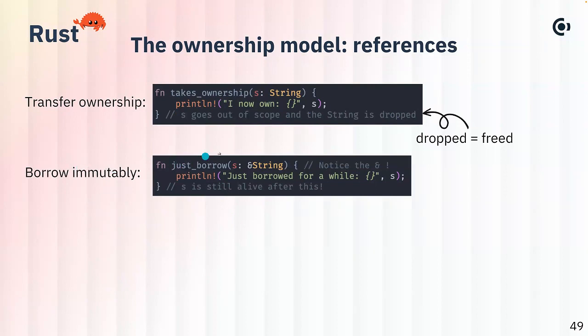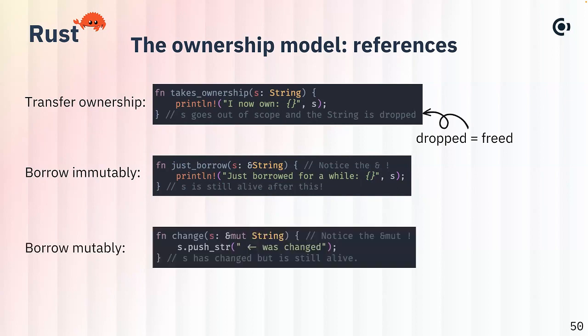So here we can borrow immutably. You'll see this ampersand here, and this function will then borrow the string, and it can use the string, but not change it. It cannot mutate it. And after the function is called, s is still alive. So the memory in the heap is still there.